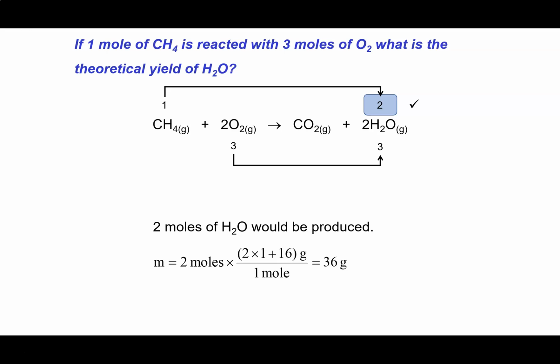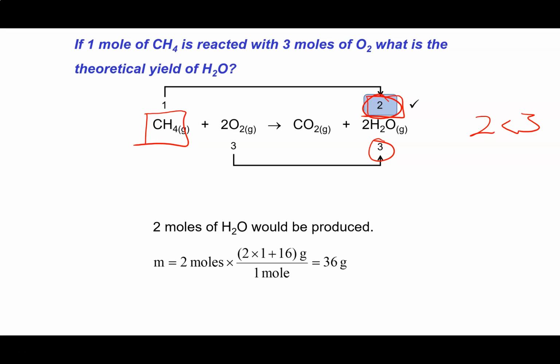Okay, so we'll just go through that again slowly. My 1 mole of methane makes 2 moles of water. My 3 moles of O2 makes 3 moles of water. 2 is clearly less than 3, so that means my methane is my limiting reactant and my theoretical yield of water would be 2 moles.